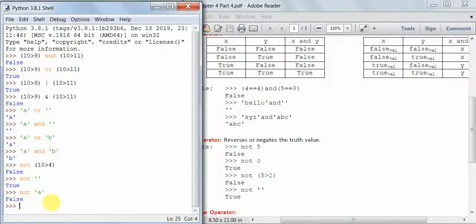So that much for this tutorial. You can predict the output after this practical tutorial. Okay, thank you.